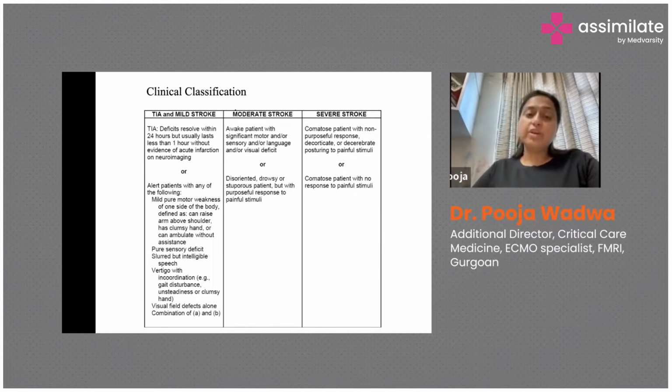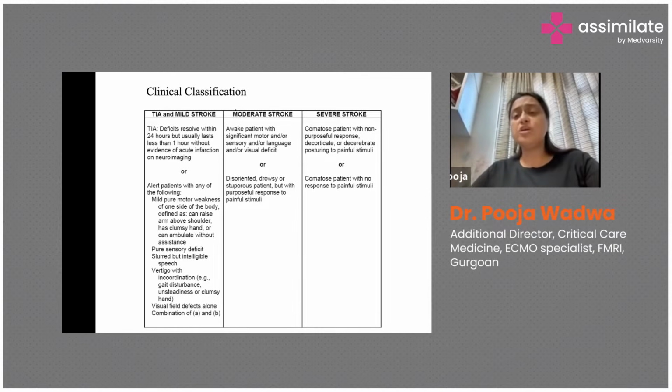Moderate stroke includes an awake patient who has significant motor or sensory, language or visual deficit, or he may be disoriented, drowsy, but with purposeful response to the painful stimuli. So if you try to pinch him, he will try to shrug your hand away from him.